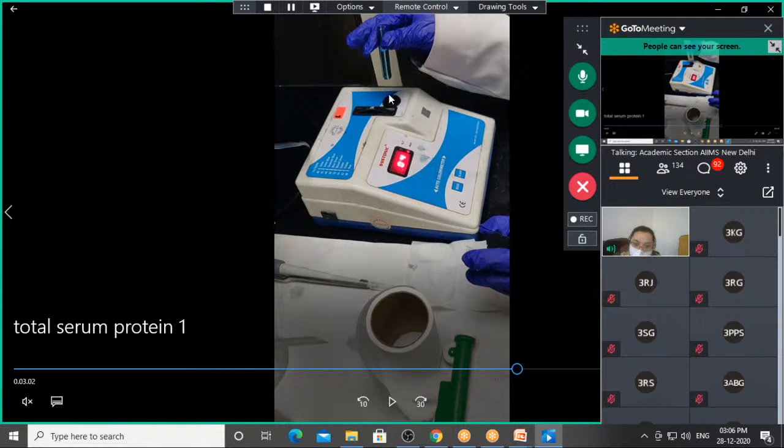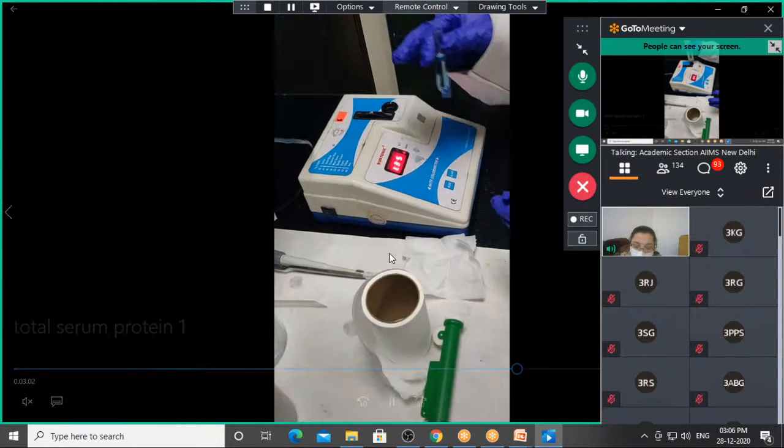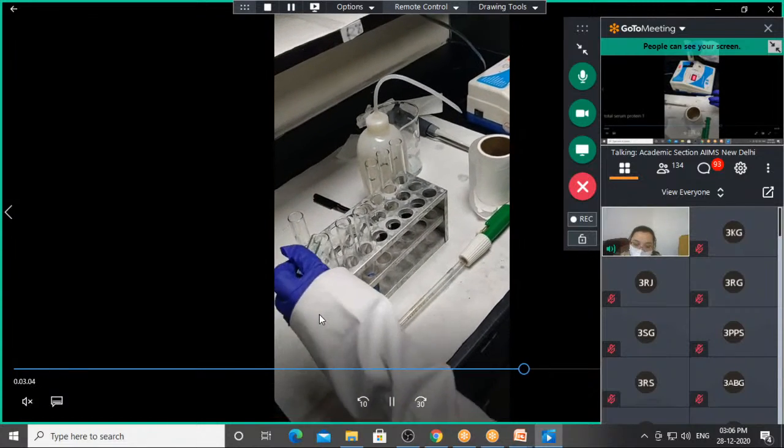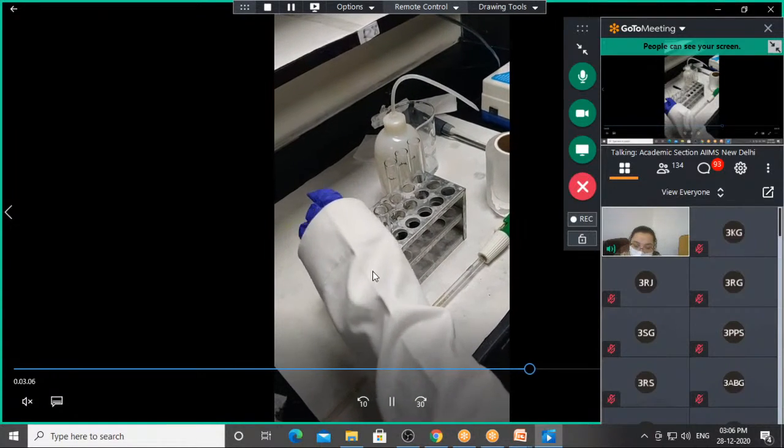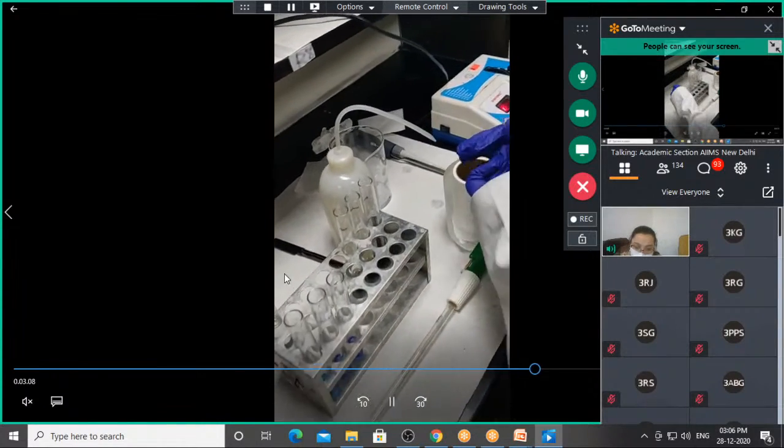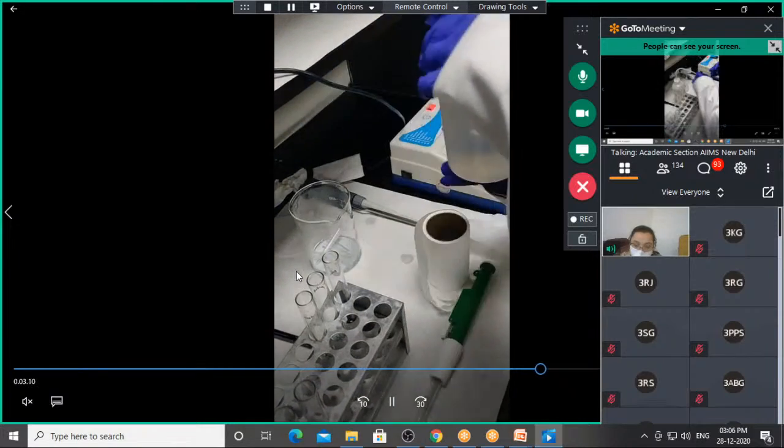The color that is being given by the reagent itself has to be negated from the reaction mixture. So first I have taken the reading of the reagent, and then I have set it to 0 by pushing this blank. So when I next put the standard, it will automatically negate the intrinsic color of the reagent.